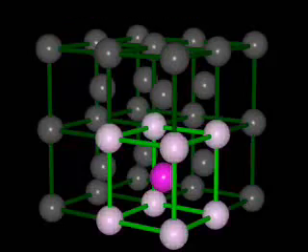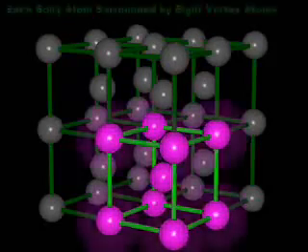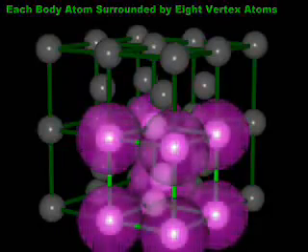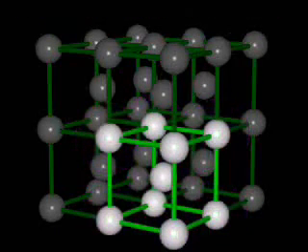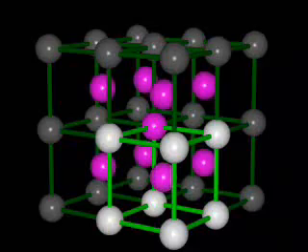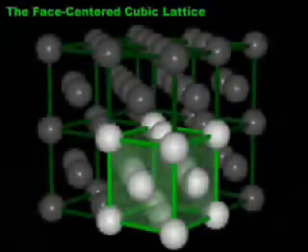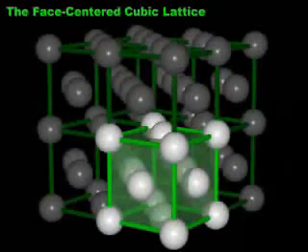The coordination number of the body-centered cubic cell is more obvious. Any body atom touches 8 vertex atoms for a coordination number of 8. The coordination number for a particular structure is the same regardless of which atom is chosen. Therefore, we can also say that each vertex atom is surrounded by 8 body atoms, again giving a coordination number of 8.